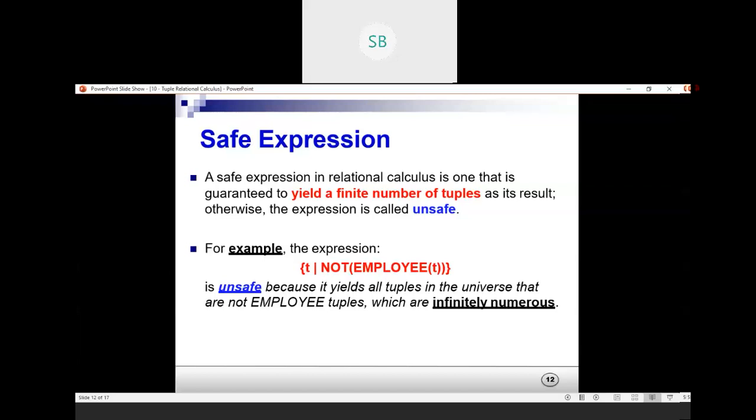Safe expression, unsafe expression. Yes, ma'am. Okay. Anyone not clear? Should I repeat once more?